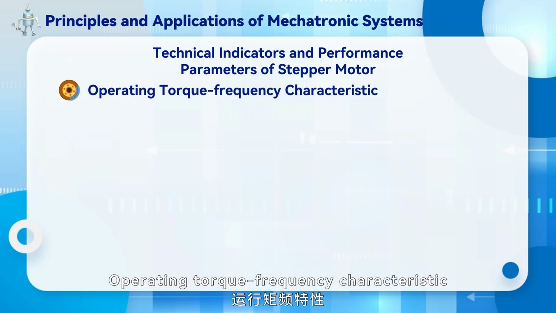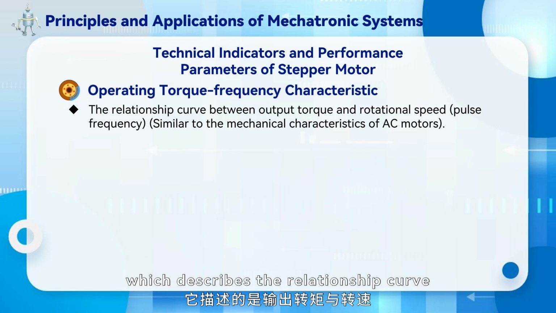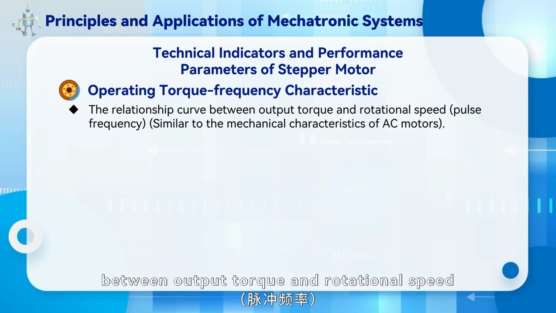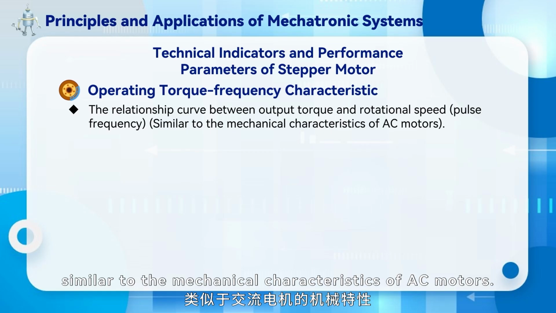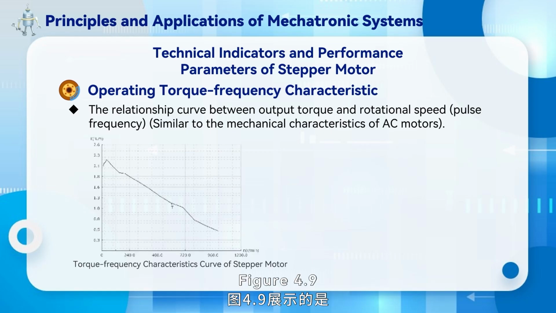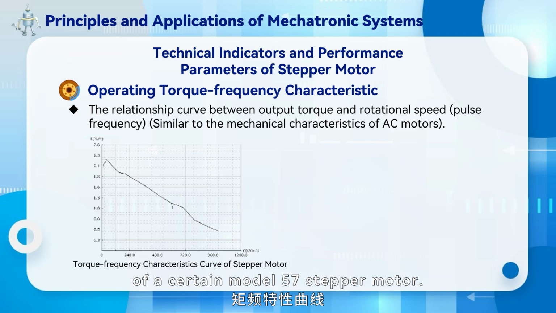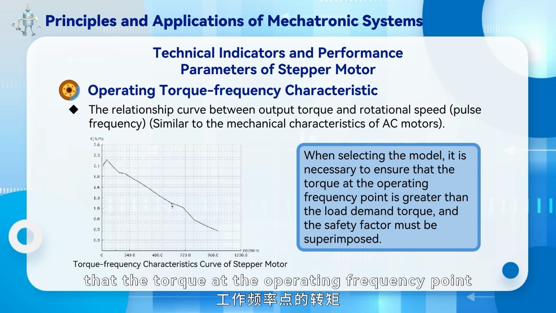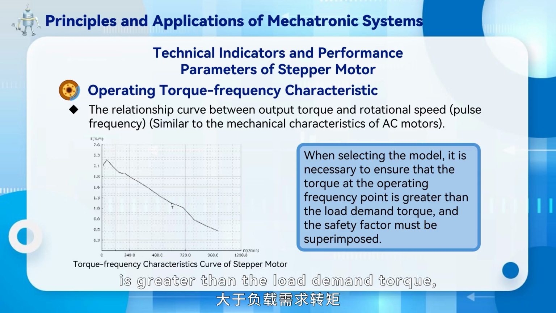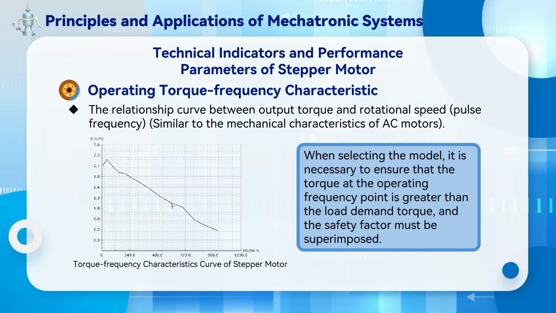Operating torque frequency characteristic is also an important parameter, which describes the relationship curve between output torque and rotational speed or pulse frequency, similar to the mechanical characteristics of AC motors. Figure 4.9 shows the torque frequency characteristic curve of a certain Model 57 stepper motor. When selecting the model, it is necessary to ensure that the torque at the operating frequency point is greater than the load demand torque, and a safety factor must be superimposed.